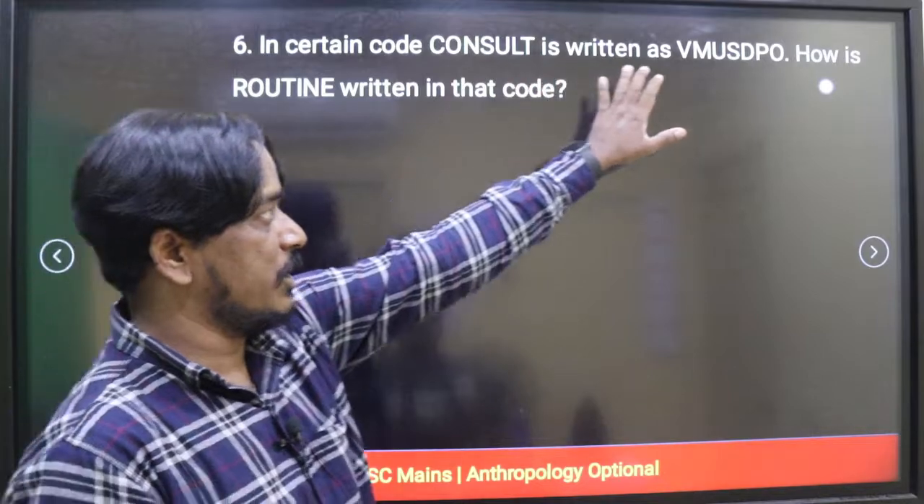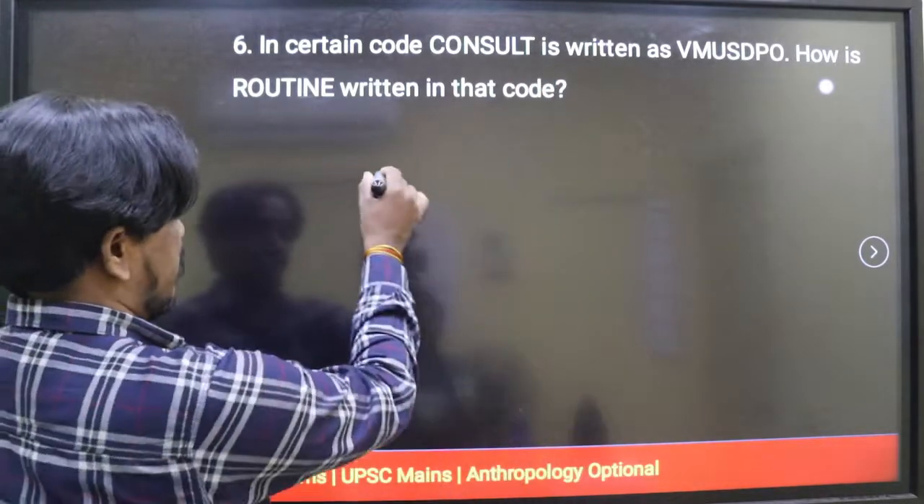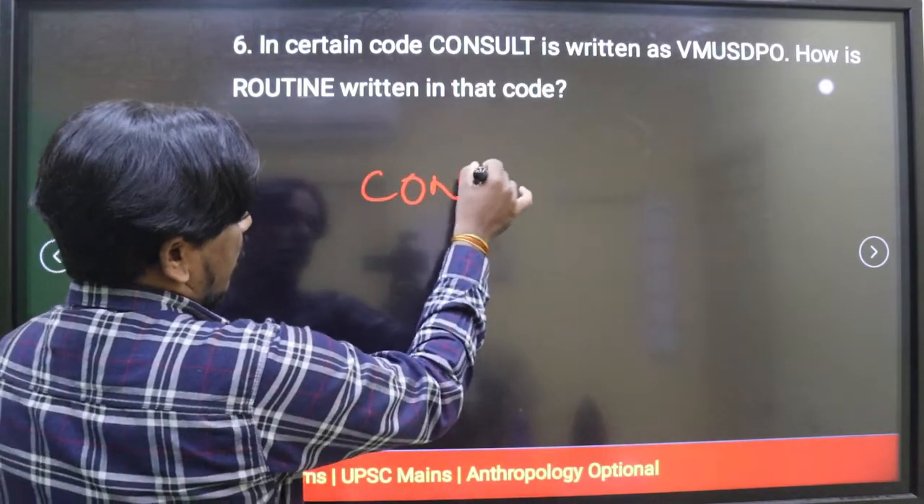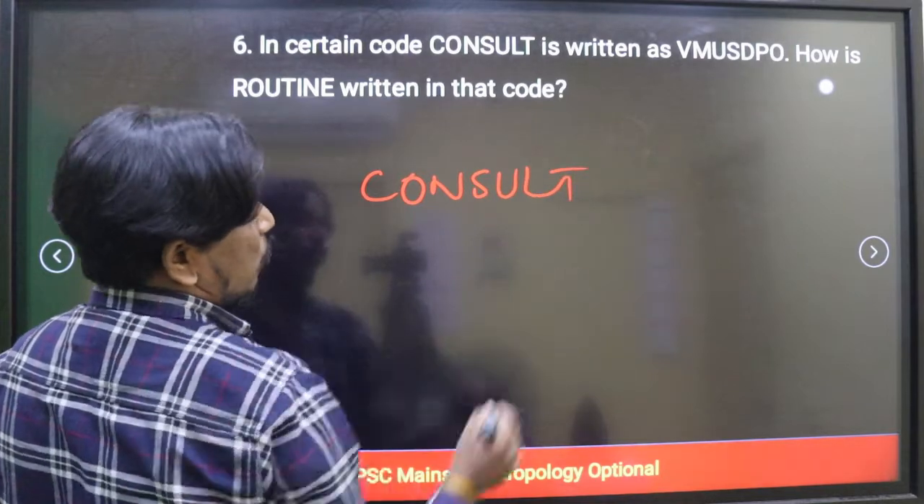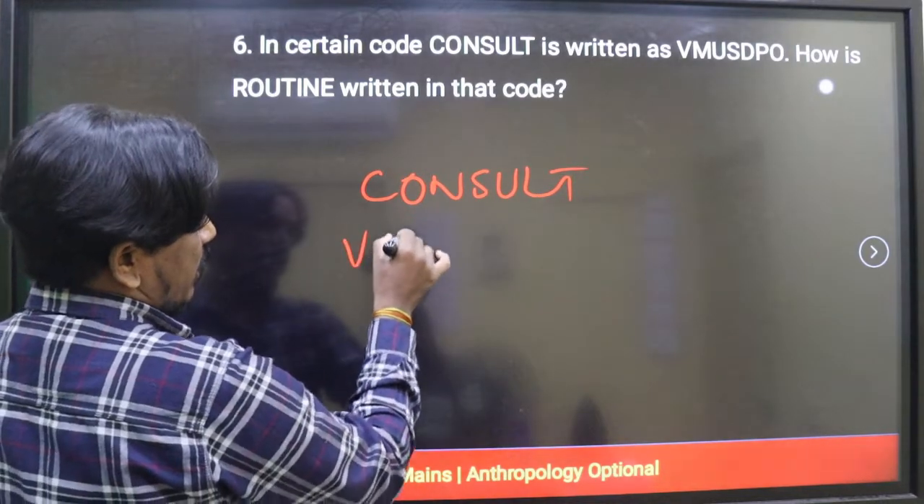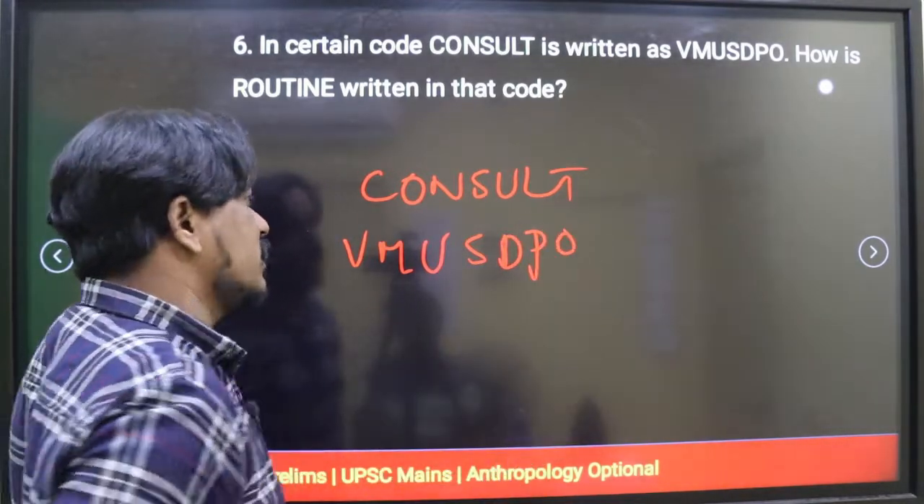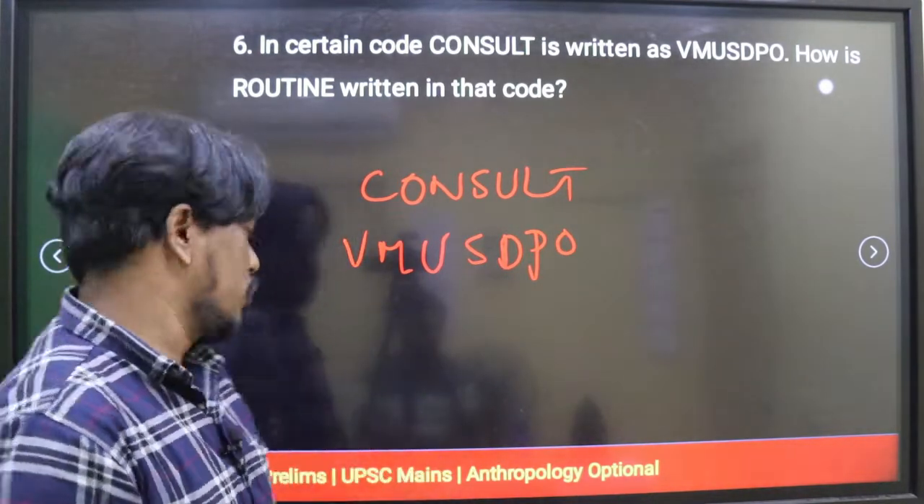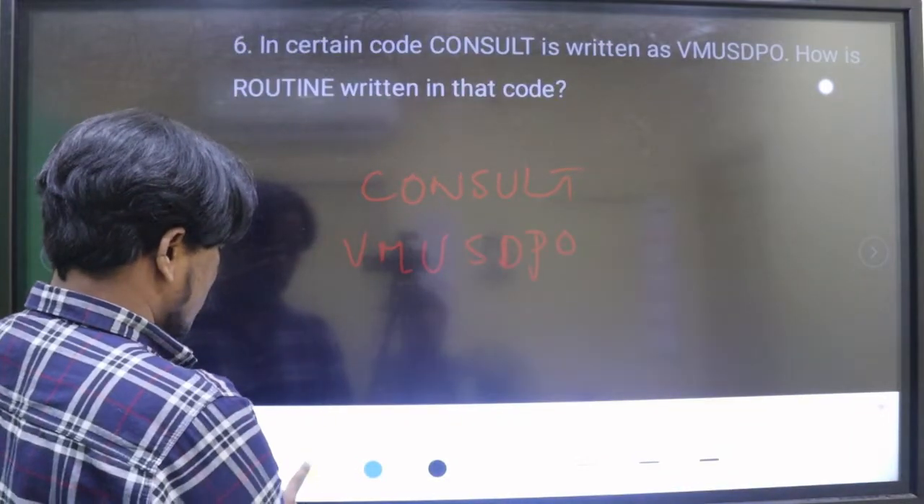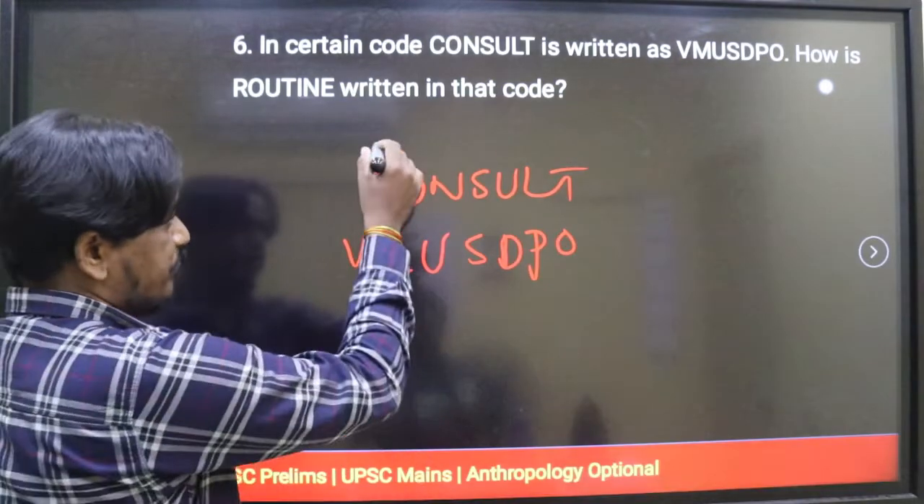Let's try to take one more question here. What is the logic here? Just try and understand. Consult is coded as V, M, U, S, D, P and O. In this case, what logic is it following? You have to understand what the pattern is. So what's happening here, we have to see.